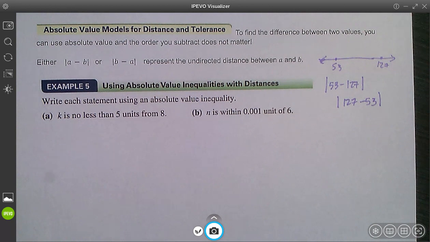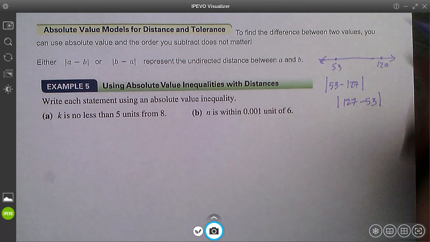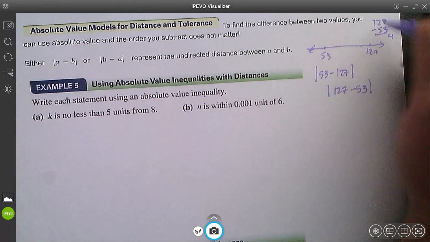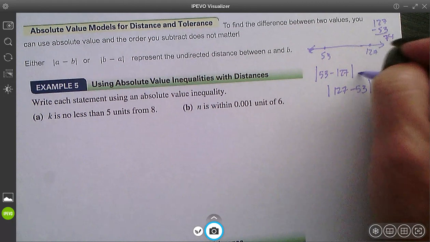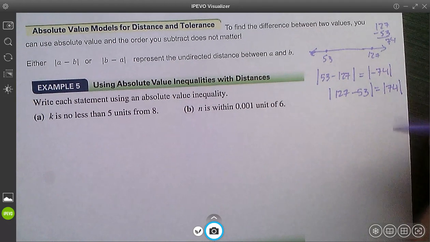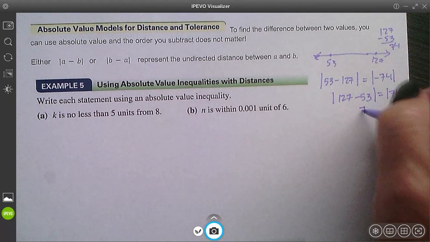And gosh, if I had a calculator, I could probably tell you that a lot faster. 127 minus 53, that is 4. 12 minus 5 is 7. So this would be absolute value of negative 74, which is the same as the absolute value of positive 74, which is just 74.